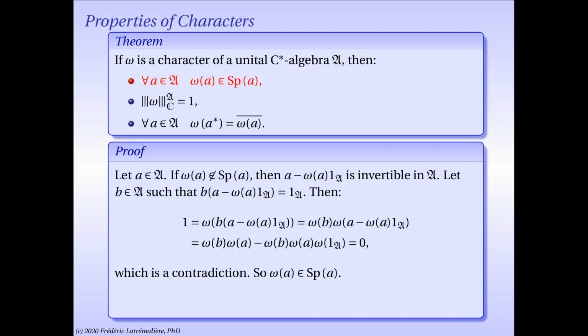And then we do a simple algebra. We use the multiplicativity of omega and expand, and we see that everything cancels, and we're left with the identity 1 equals 0. This identity being absurd, we conclude that we must have, indeed, that omega of A is in the spectrum of A.